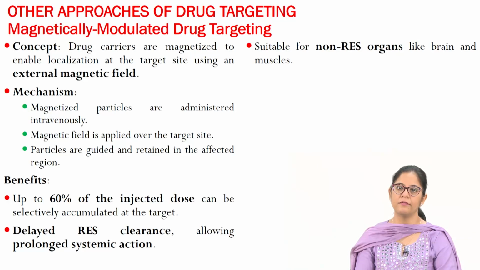Now, this helps in achieving up to 60% of the injected dose delivery, which is very selectively accumulated at the target site. This delays RES clearance and allows prolonged systemic action. This is also suitable for non-RES organs like the brain and muscles.